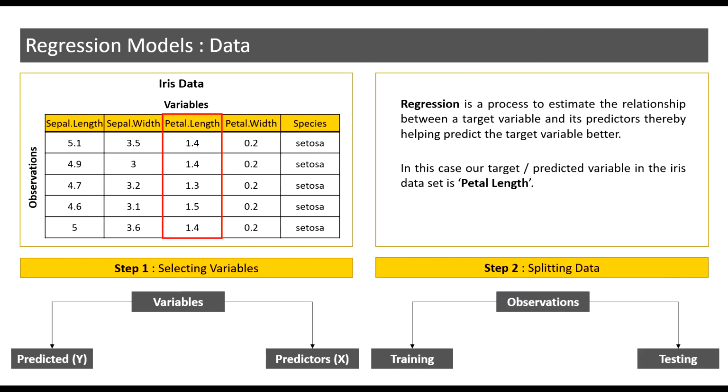The second step is splitting or dividing the data. Here, I will divide the observations in the iris data into two sets, that is, training and testing. Note that the model will be built only on the training data and the accuracy of the model will be put to test on the testing data. Don't worry, I will explain all this in further detail.